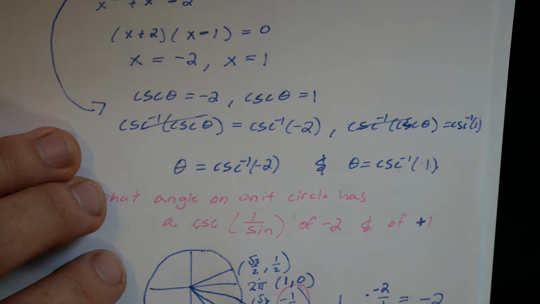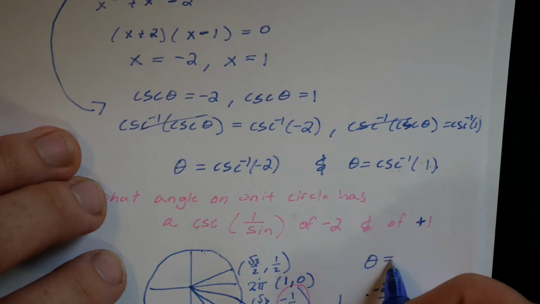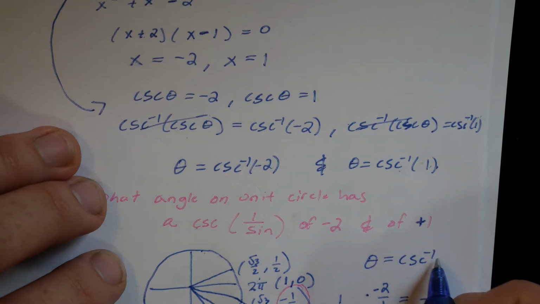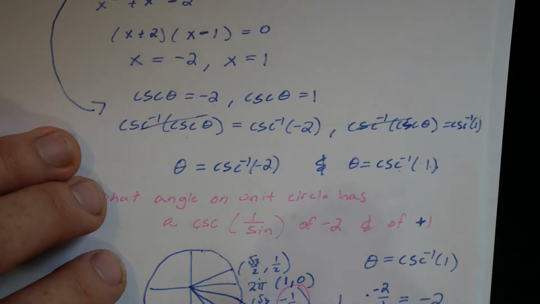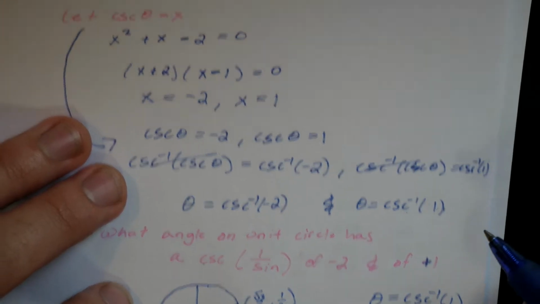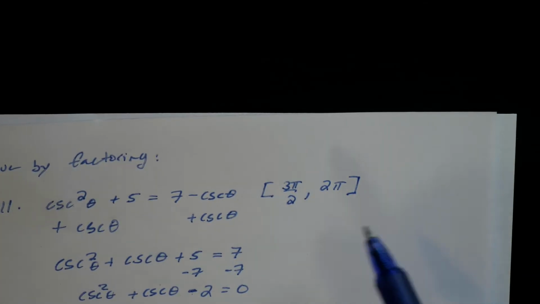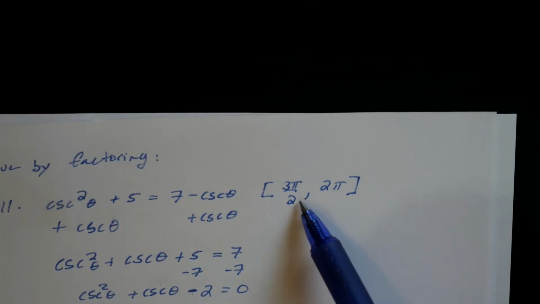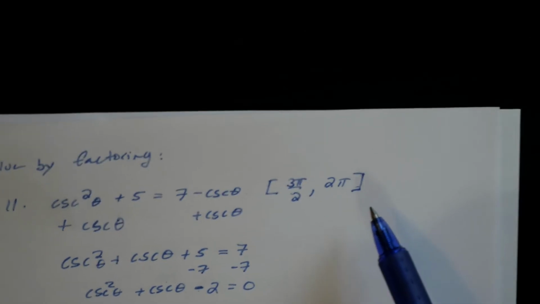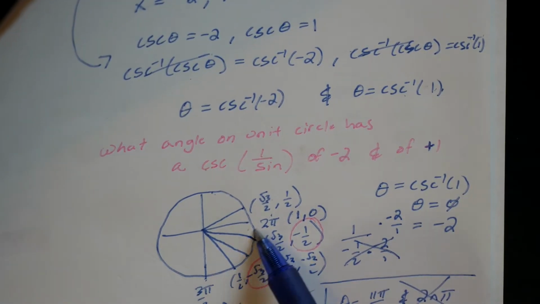And what's the other solution? Well, theta equals cosecant inverse of 1, and that doesn't exist in our quadrant. So what does that tell us? There's no solution. Okay, so this is our only solution. It's not asking me for the domain of negative infinity to infinity. I'm not allowed to keep going around the circle. It's saying we stop, we're here, we're only in this quadrant, okay?